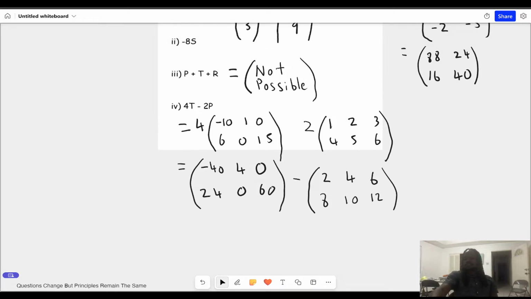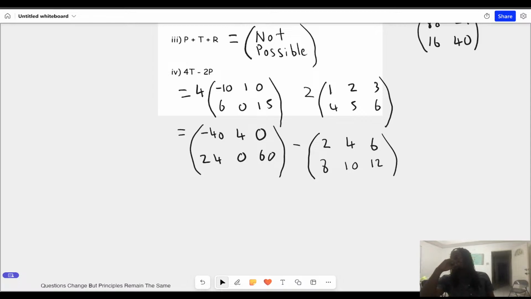Let us work this out now. Somebody work that out and tell me what's the answer that you're getting. And how do we work this out now? Remember, once the orders are the same and you're adding or subtracting, work out the corresponding elements. So let me see somebody in the chat give me the answer.